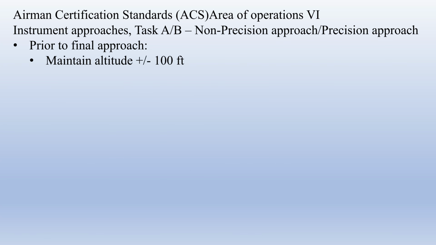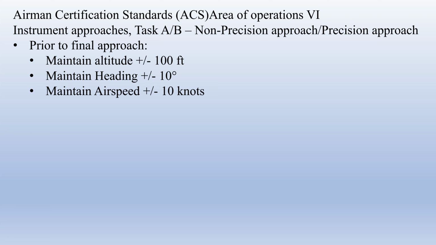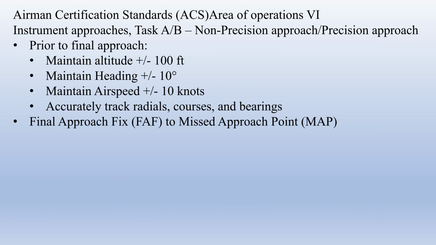You need to be able to maintain your altitude plus or minus 100 feet, maintain your heading plus or minus 10 degrees, maintain your airspeed plus or minus 10 knots, and then accurately track radials, courses, and bearings. Generally, anything outside or inside of full-scale deflection is not considered a bust. And then from the final approach fix to the missed approach point, you need to be able to maintain a stabilized approach. They don't want to see an excessive rate of descent.